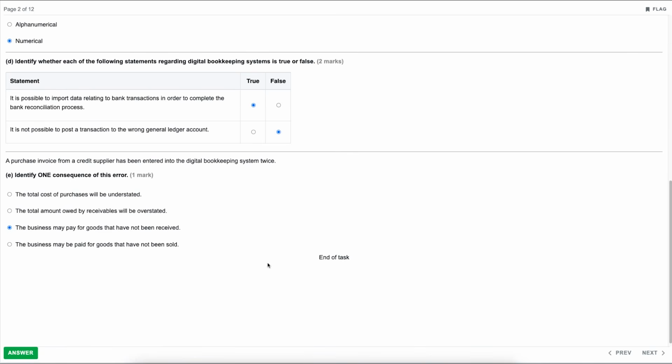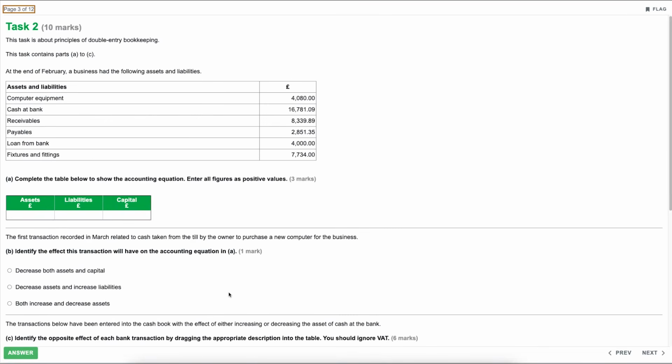So that covers task 1. So what we now do, if we click answer, that will allow us to move on to task 2. Now task 2 is also worth 10 marks and is about principles of double entry bookkeeping. And this task contains parts A through to C. At the end of February, a business had the following assets and liabilities, and we've been given a list of various assets and liabilities.